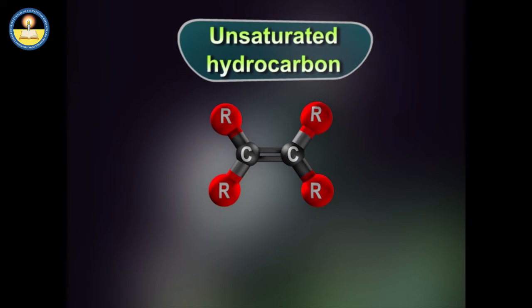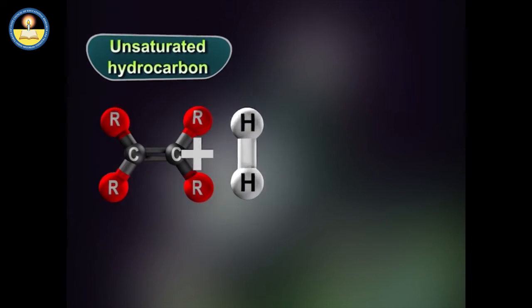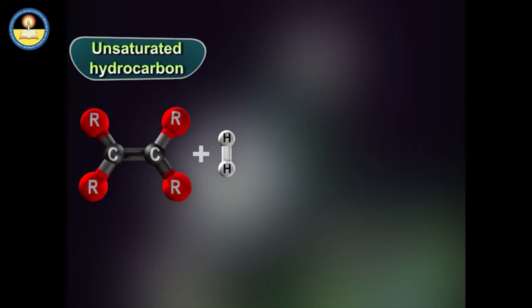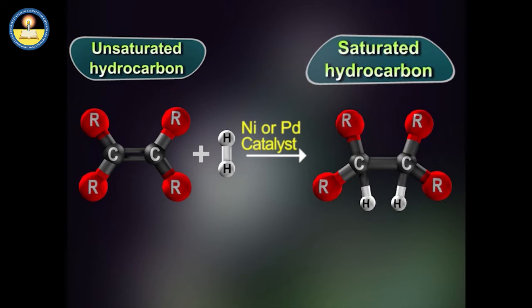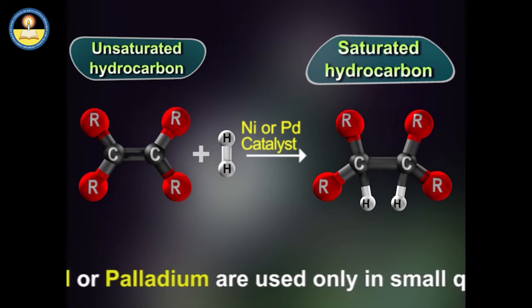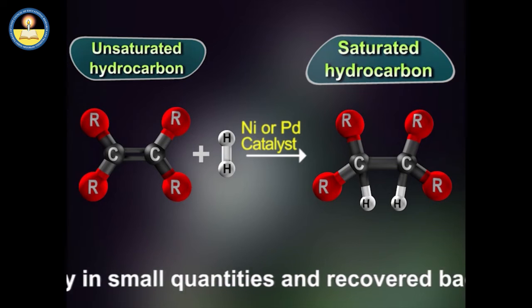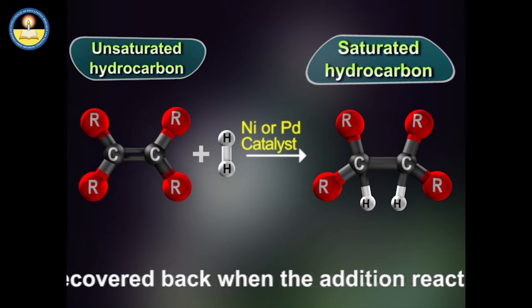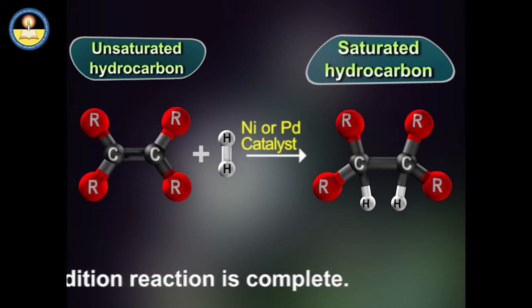In these reactions, the double bond is the active site where hydrogen atoms are added. Nickel or palladium catalysts are used to speed up the addition of hydrogen to unsaturated compounds. Nickel or palladium catalyst is not used up in the reaction. They are used only in small quantities and can be recovered back when the addition reaction is complete.